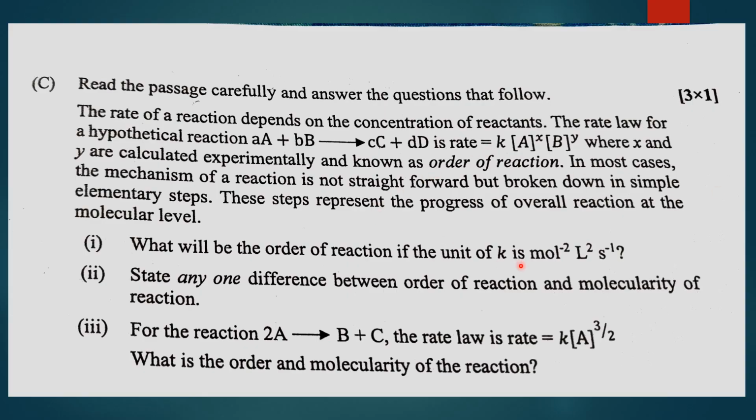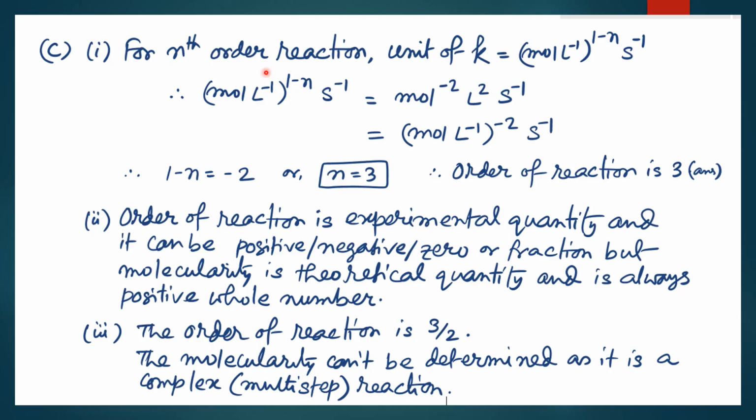Now for this question, I am showing you the calculation of how to find the order from the unit. This is the general formula: mole per liter whole to the power 1 minus n, second inverse, if n is the order. And from here, if you calculate, you find order equals 3. And there are many differences between order and molecularity. You can write any one. The best difference is order can be positive, negative, fraction, 0, but molecularity is always a positive whole number.